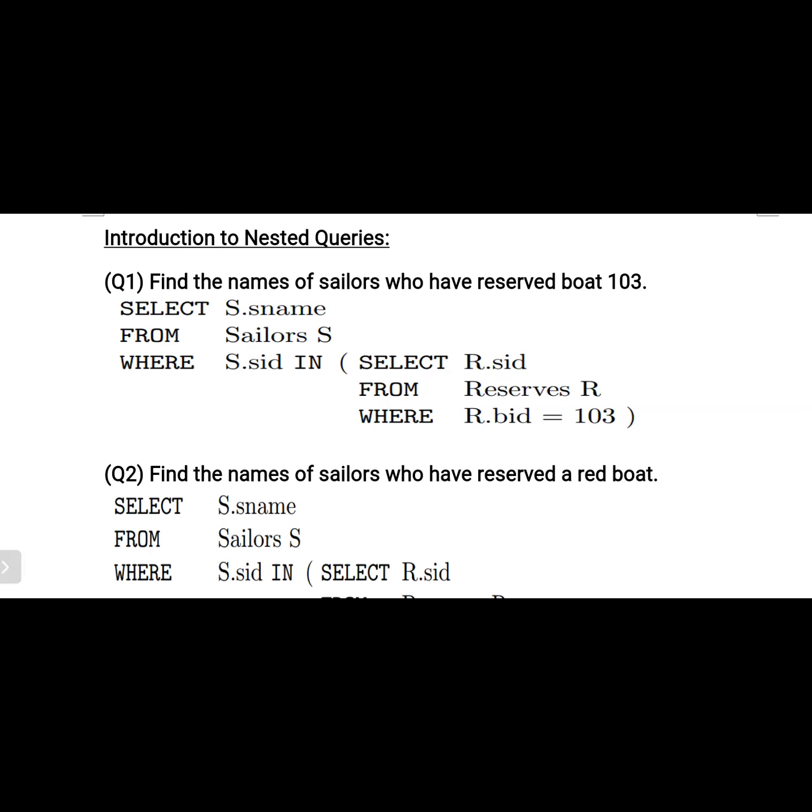Now this output is assigned to the outer query. So in the first query, select s.sname, that means what we want to display on the screen, that is sname. Select s.sname from sailors S where s.sid in. In that manner we are using the IN operator.